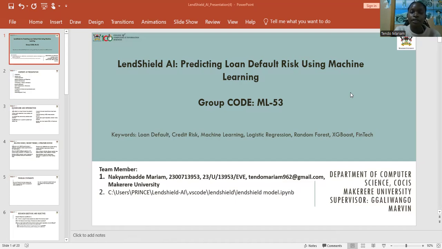I'm presenting Lendshield AI, a predicting loan default risk module, and we're using machine learning.